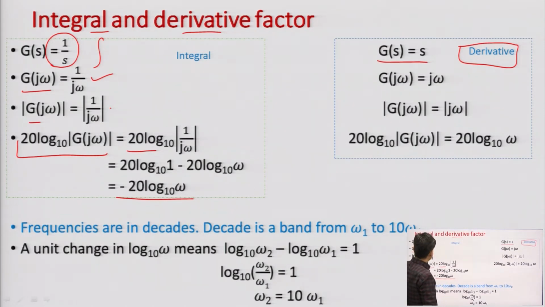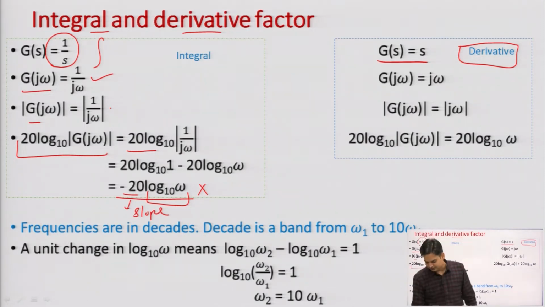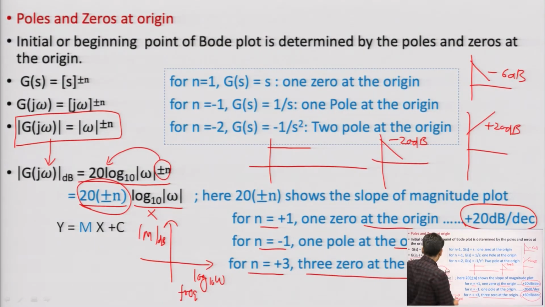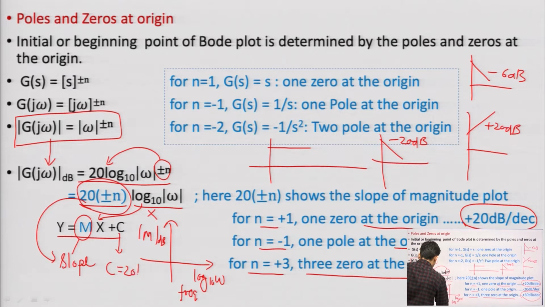Okay. So, this is the integral part, right. So, log 10 omega is the x and minus 20 is the slope. Just like you can see in the previous formula, y equal to mx plus c, where m is the slope, given by this factor, the x term is given by log 10 omega, and the c term is given by c equal to 20 log base 10 k. And this will decide the magnitude plot.